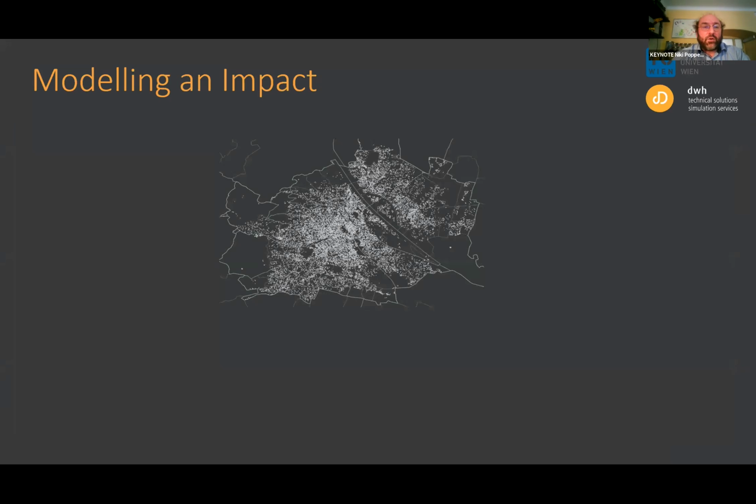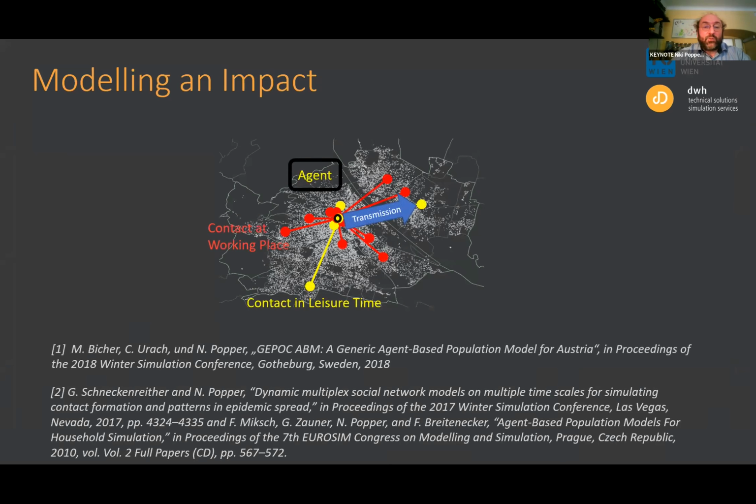And the idea is how can we do this in a more or less professional and evidence-based way. So the idea is that we have, for example, Vienna, and we have an agent-based concept. So if we have an impact in the city of Vienna, we get contacts at working places or at leisure time or other areas. And then we have a transmission process with the following effect.